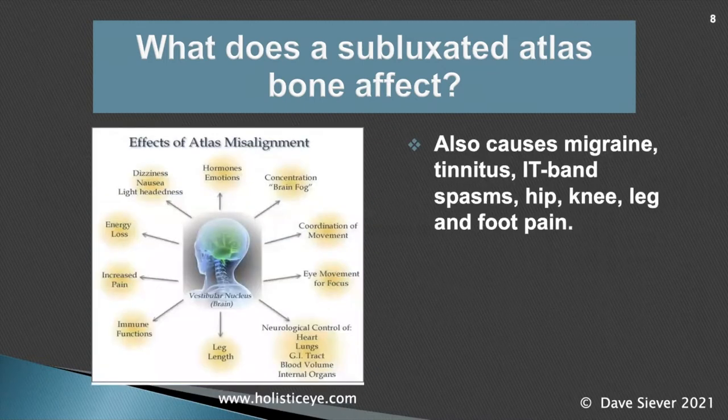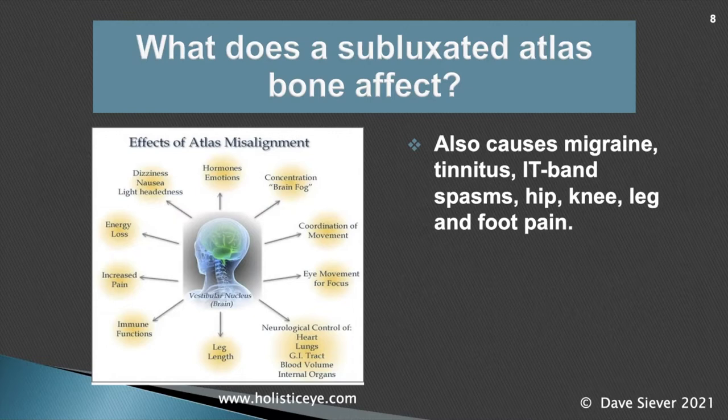These are some of the symptoms associated with a subluxated atlas bone. They can throw the hormones off. They can cause brain fog. It can cause poor coordination with movement, eye movement issues. It can cause issues with the heart, lungs, GI tract, blood volume, internal organs. It pretty much always causes a difference in leg length. It can affect the immune system. It can certainly trigger pain.